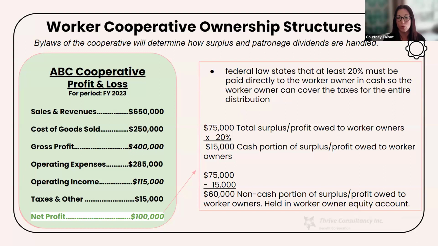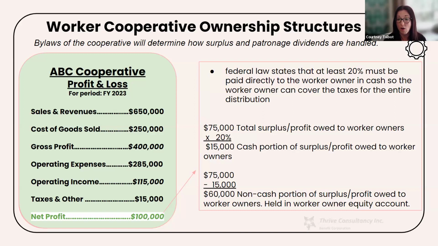This is also something that will look different in each cooperative. Some cooperatives choose to pay out more in cash if they can, so that not only can the worker owner pay their taxes, but then they have some cash. Once again, the bylaws are going to dictate all of these specifics. So in our example, though, this cooperative has decided 20% will be paid in cash.